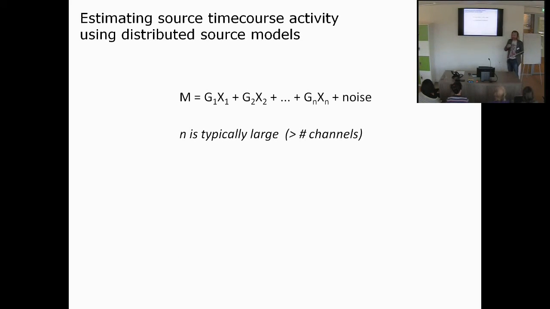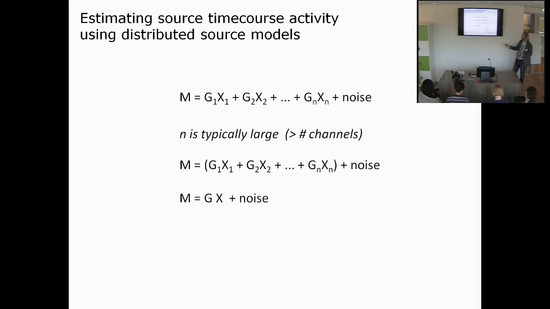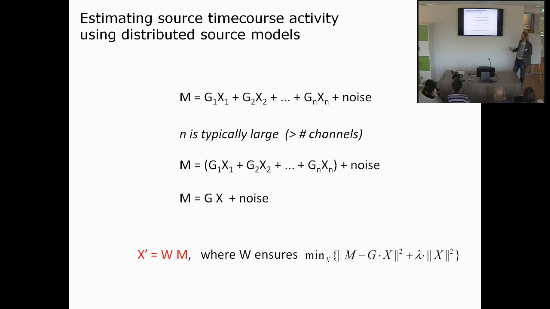Let's look at the second family of source reconstruction methods, where we use distributed source models. Here we assume that n is typically very large, much larger than the number of channels that we have recorded our data from. So again, we have the same data model, but now we say we have a matrix G, and we're going to use this matrix G to estimate X, our source strength. We're going to choose the inversion procedure such that we minimize both the data term plus some penalty term on the model. So we compute W, an unmixing matrix that when multiplied with the data gives us the source estimate.